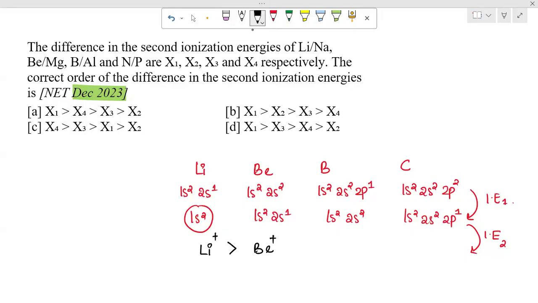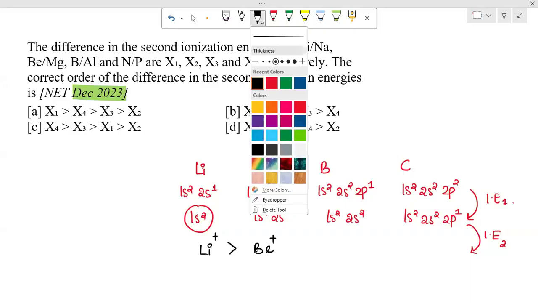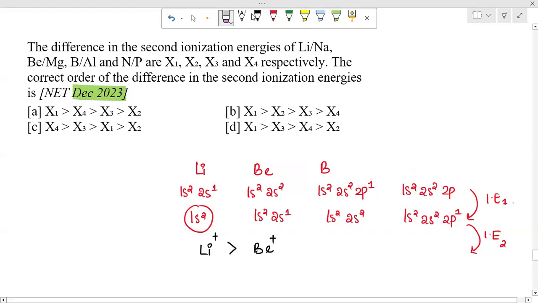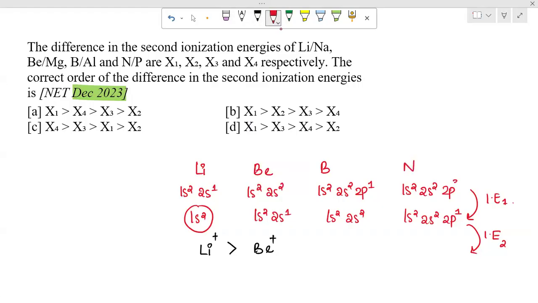Then you compare beryllium and boron. Again, boron, just a second, please. Now, do we have nitrogen? Lithium, beryllium, boron, and it's nitrogen, not carbon. Sorry. Nitrogen, 2p3. Oh, this is 2p. Okay, I'm sorry.